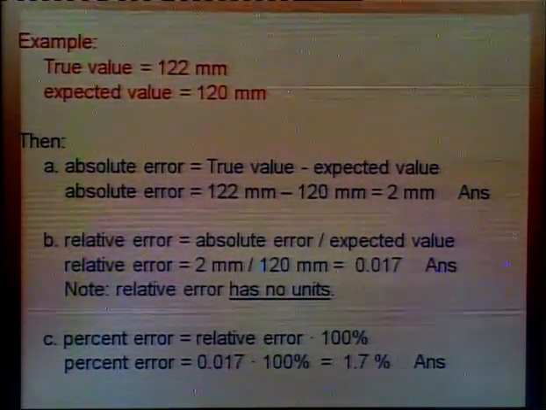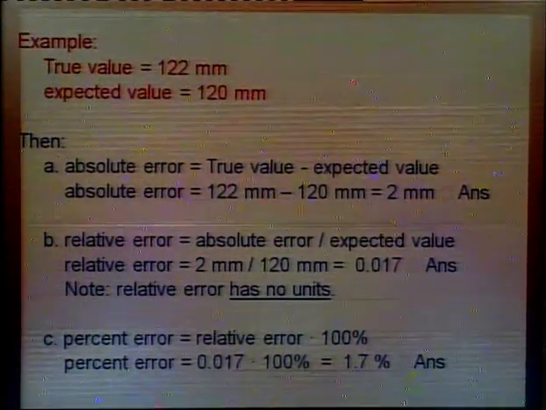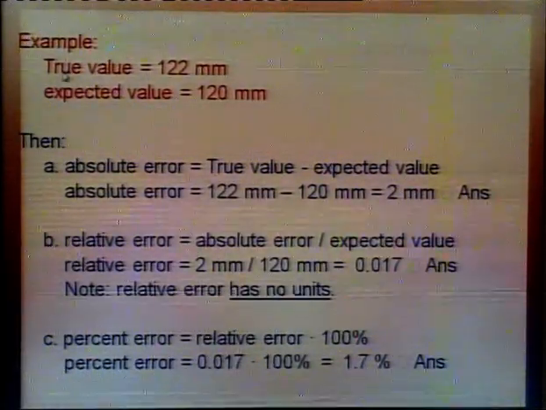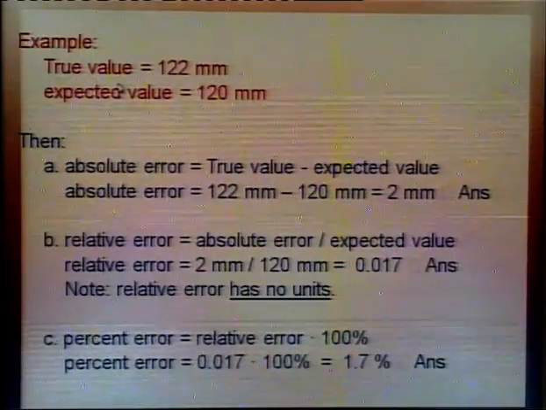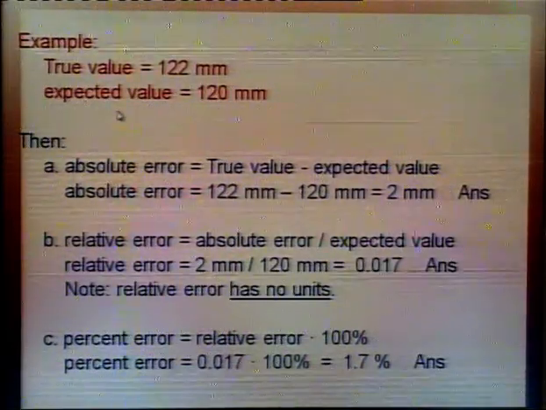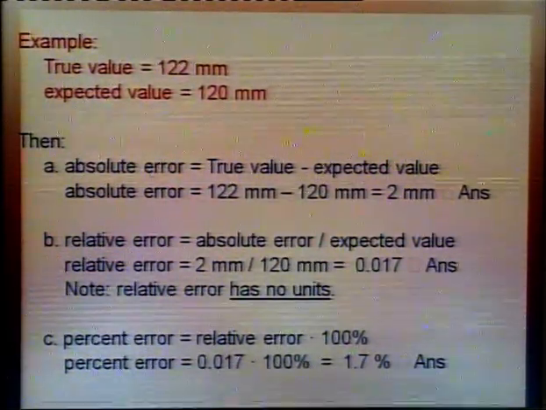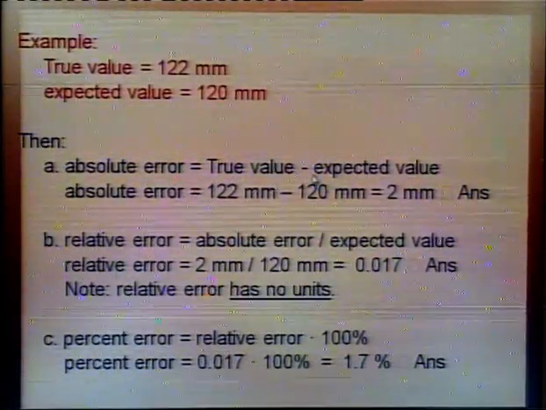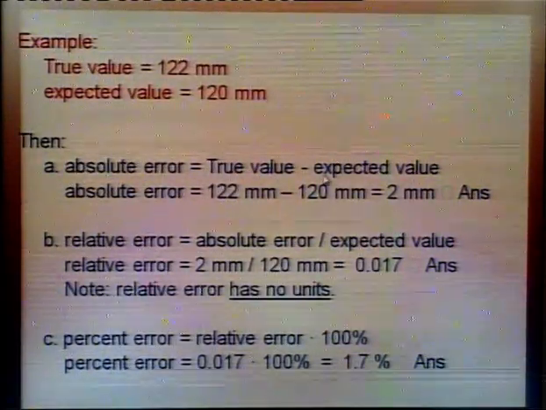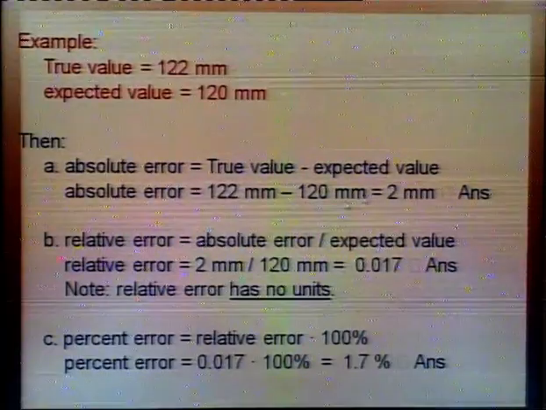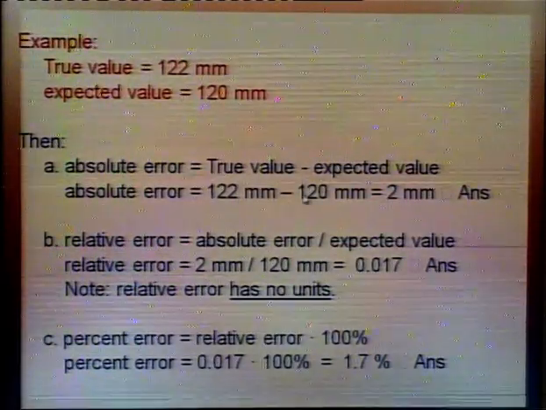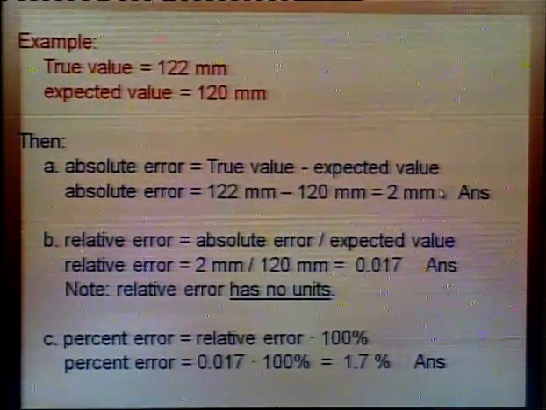Next we take another example for the absolute error, relative error and percentage error. If in a measurement the true value of the quantity is 122 mm and its expected value is 120 mm, then the absolute error is true value minus expected value. The difference of these two is the absolute error. So the absolute error is 122 minus 120, that is 2 mm. This is the absolute error.